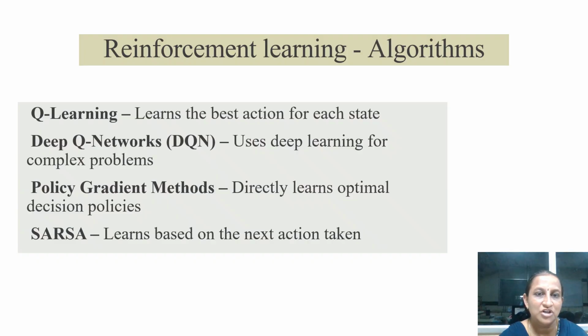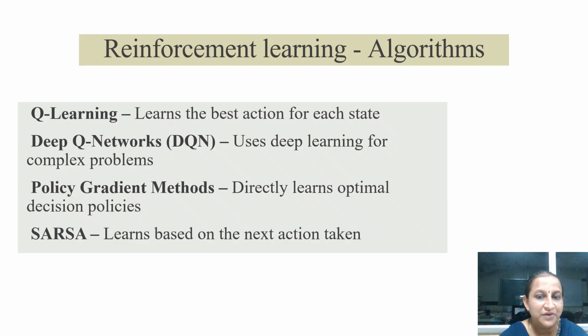Reinforcement learning algorithms available for intelligent decision making are Q-learning, deep Q network, policy gradient methods, and SARSA. We'll see them one by one. Q-learning is a basic reinforcement learning method that learns the best action for each state. In structural engineering, a state can represent the condition of a structure, such as healthy, minor damage, or severe damage. The action can be inspection, repair, or reinforcement. The algorithm learns which action gives the best long-term outcome for each structural condition.